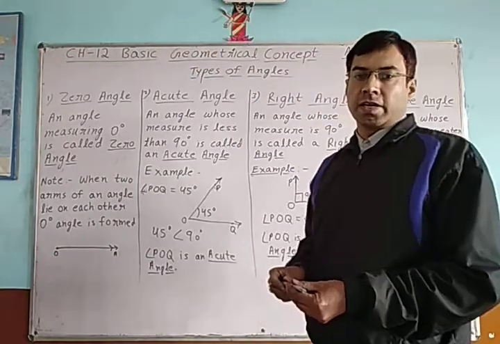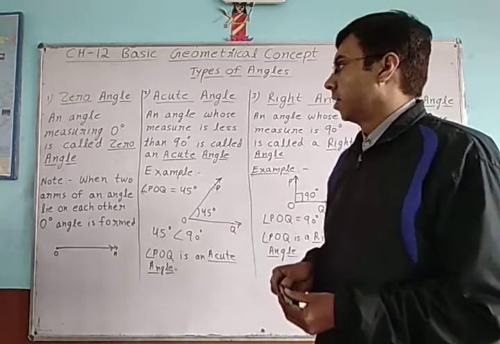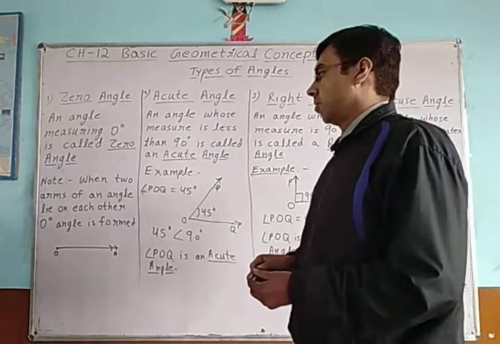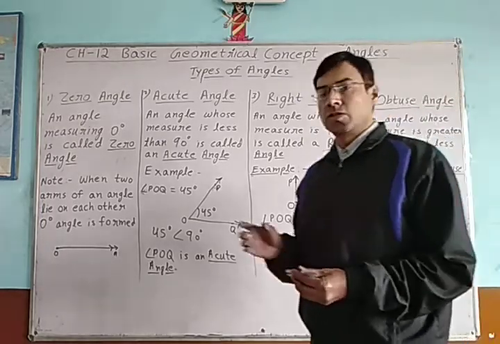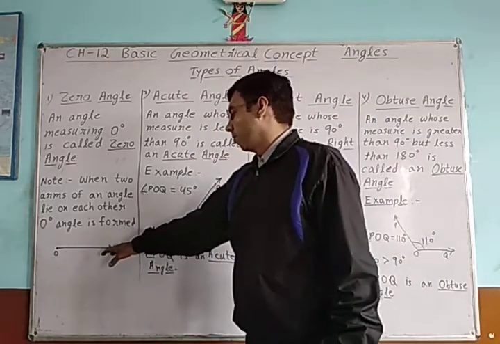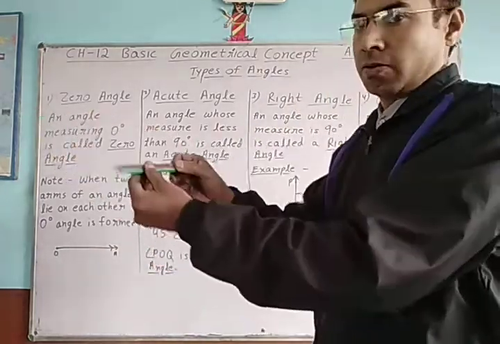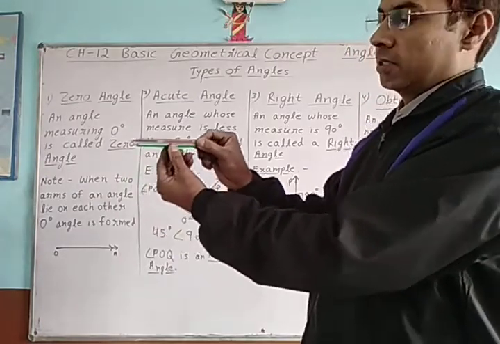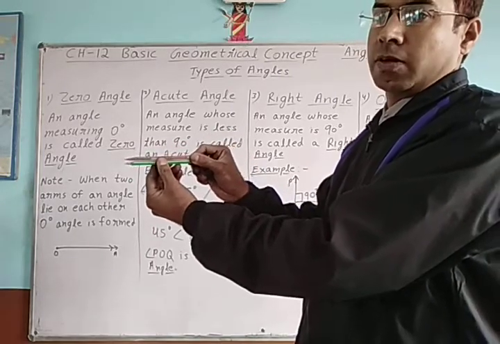Next, types of angle, students. First, zero angle. What is a zero angle? An angle measuring 0 degree is called a zero angle. Note, when two arms lie on each other, they form a zero angle. You can see in this picture, two rays lie on each other. You can understand through these pens also. Suppose these two pens are two arms of the angle. See, they are lying on each other. No angle is formed, so it is a 0 degree angle. Clear?